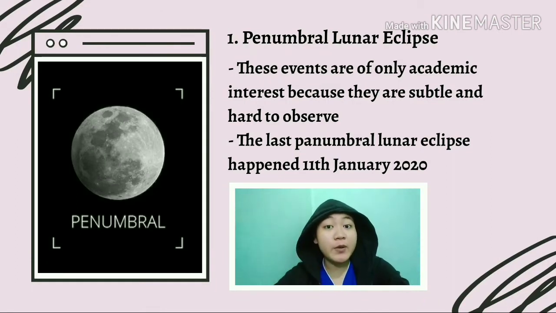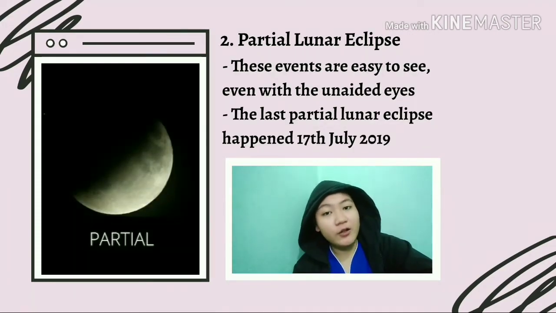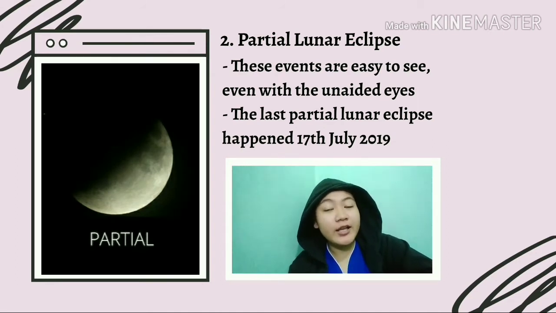The first one is penumbral lunar eclipse. These events are only for academic research because they are so hard to observe. And the last penumbral eclipse happened on 11 January 2020. And the second one is partial lunar eclipse. These events are so easy to see even with unaided eyes. And the last partial lunar eclipse happened on 17th of July 2019.